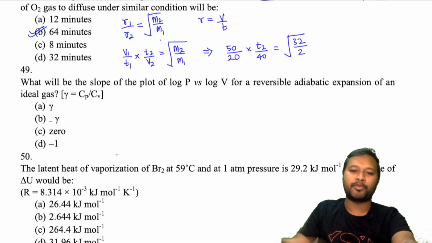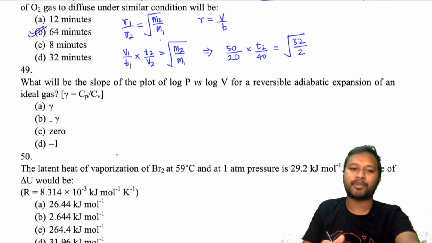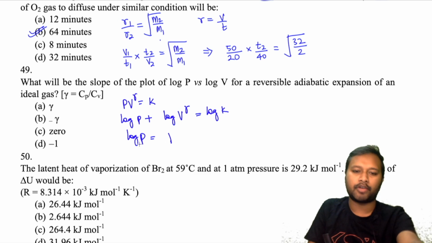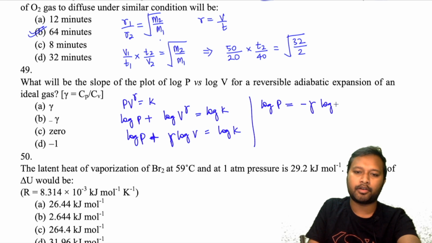It says what will be the slope of the plot of log P versus log V for the reversible adiabatic expansion of an ideal gas. Now we know for this that PV to the power gamma is equal to a constant. Let's keep it as K. Take log, so it will be log P plus log V to the power gamma is equal to log K, that is log P plus gamma log V is equal to log K. Or basically, you can take it to the other side, and it becomes log P is equal to minus gamma log V plus log K.